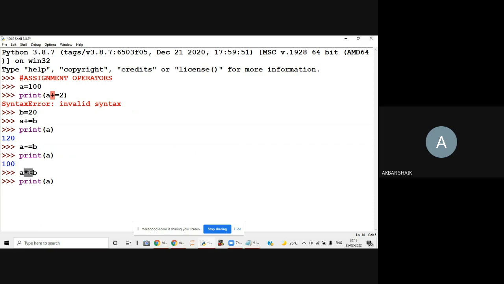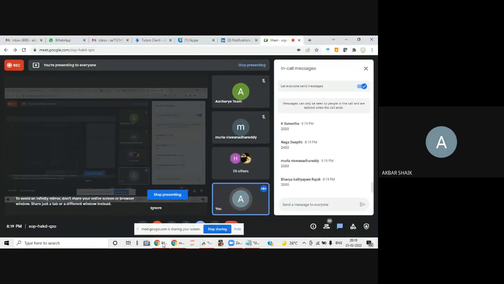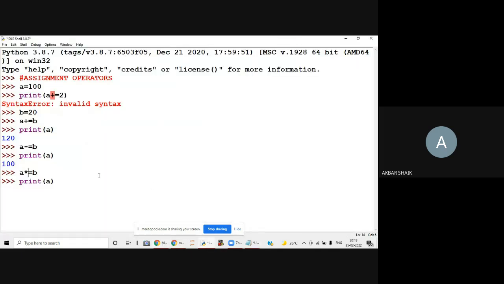Now we are doing multiplication assignment. A star equals to B, that is A is equals to A star B. A star B means 100 into 20. What is A value now? A value will become 100 into 20. Very good. 100 into 20. The value will become 2000.